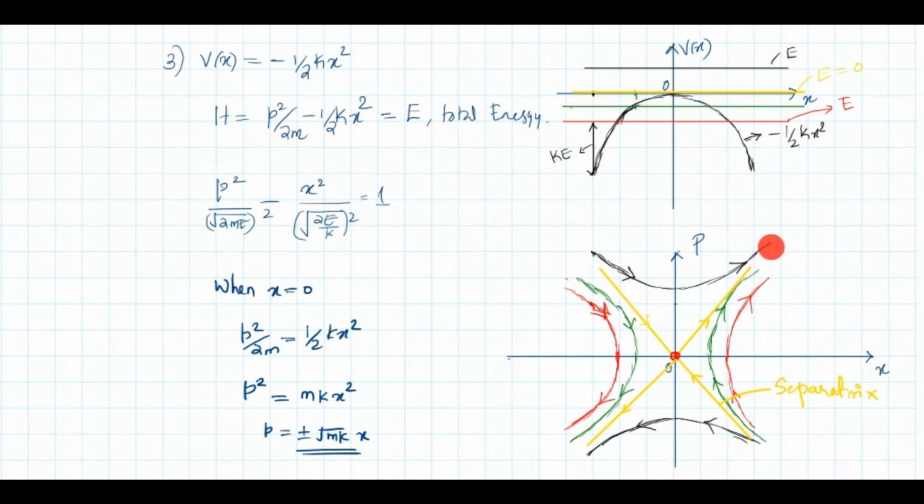Here all are going to infinity. Here also all going to infinity. Here all are pointing towards origin. So this is the phase space diagram of V of x equal to minus half kx square. So whenever you have a hill like this for the potential energy, the phase space diagram will be like this.